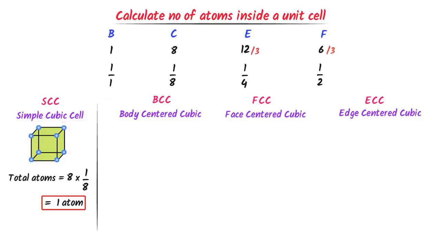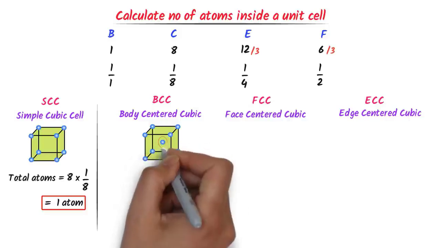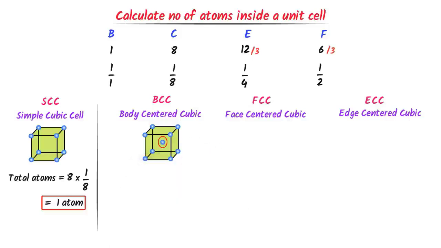Secondly, BCC stands for body-centered cubic cell. For example, its structure is like this. We know that in body-centered cubic cell, particles are present at corners and at body center. So I will find the number of atoms at corner and at the body center. Number of atoms is equal to, there are 8 corners and the contribution of each atom is 1/8. So 8 into 1/8 equals 1 atom.